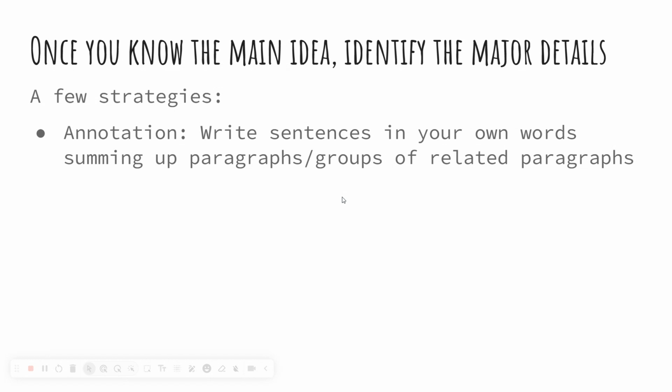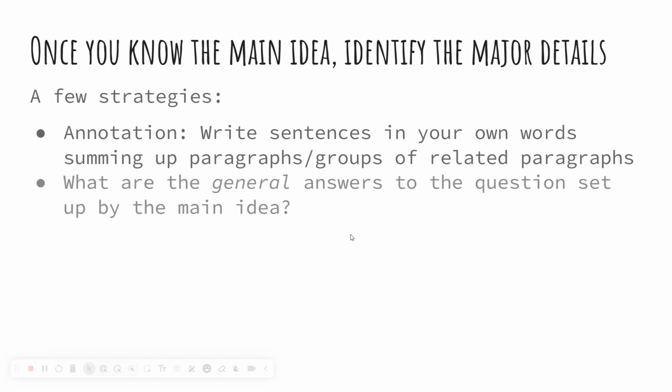One really helpful way to come up with major details is when you annotate, write a sentence in your own words that sums up a paragraph, or if there's a group of related paragraphs, writing sentences in your own words that sum up those paragraphs. Those sentences might give you your major details. All right, so that would be one thing I would recommend that you do. The other thing you might do is look for general answers to the questions set up by the main idea. So if you found the main idea, a lot of times we can change that into a question. And then what we want to try to do is come up with what are the general answers. And that might help us identify the major details.